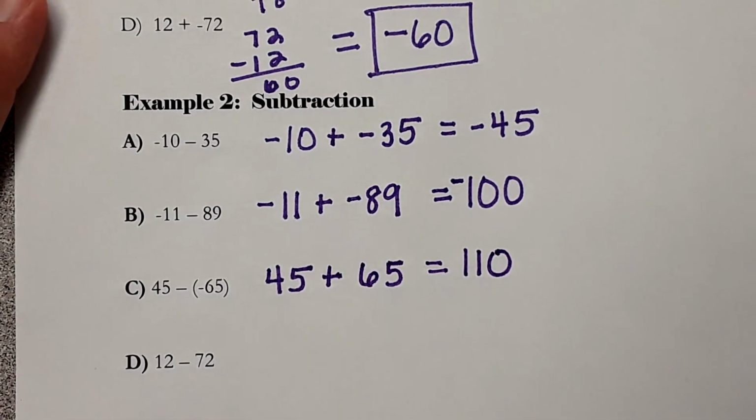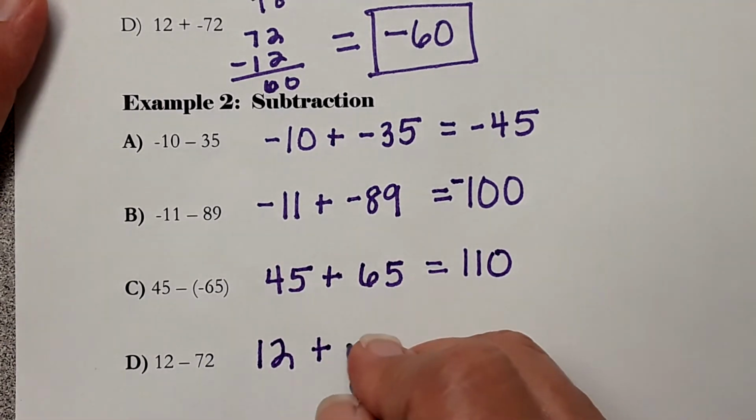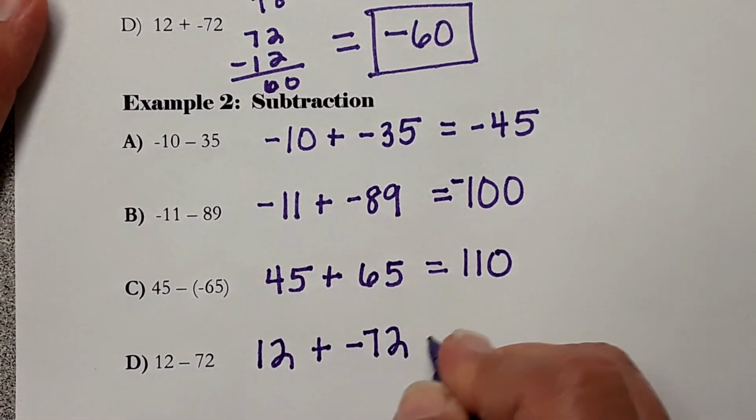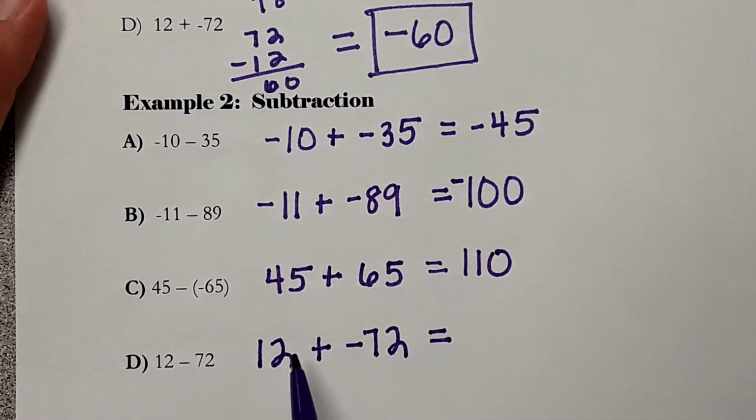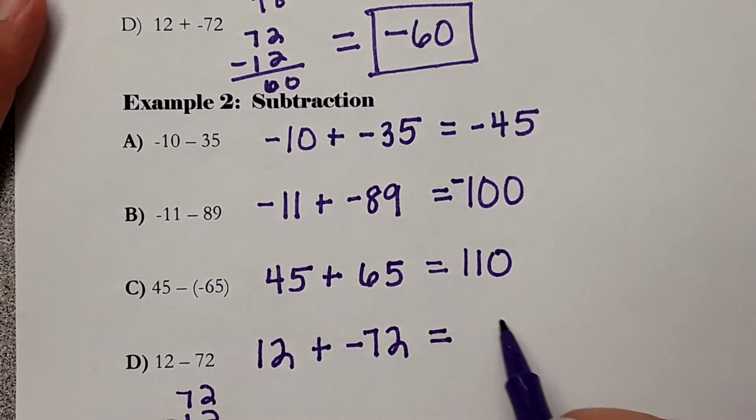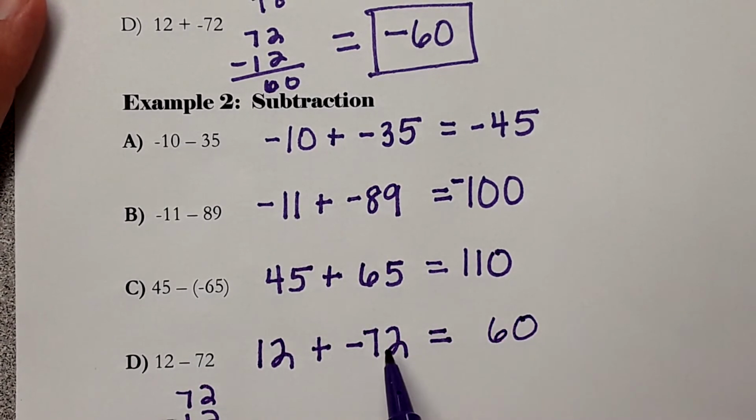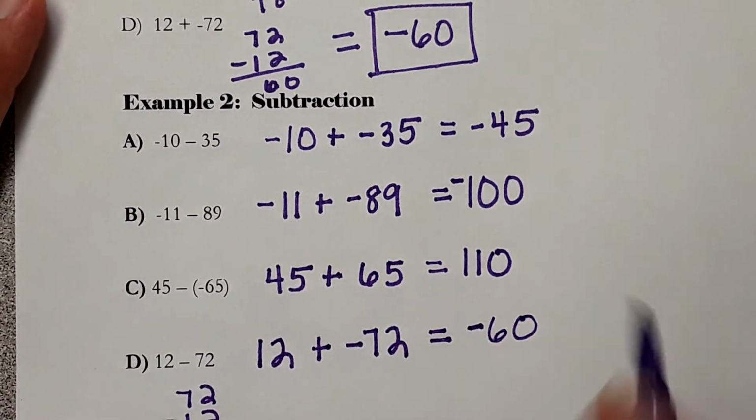And now we're going to do the last one. 12, change the subtraction sign to addition. The 72 was positive, so make that negative 72. Now we go to our addition rules. The signs are different, so we're going to subtract. 72 minus 12, we get 60. I have more negatives than I do positives, so my answer is negative.